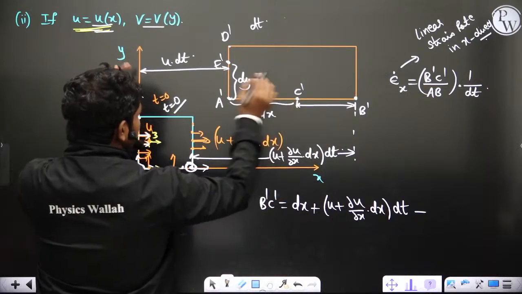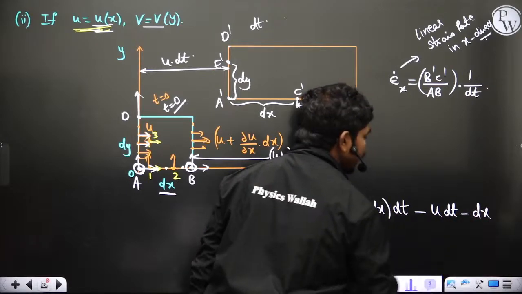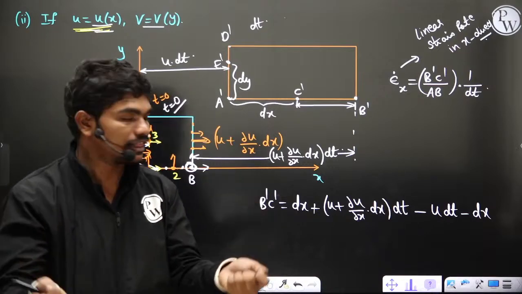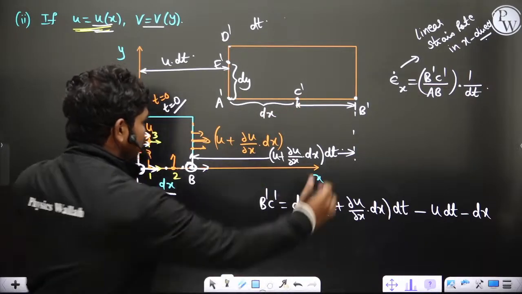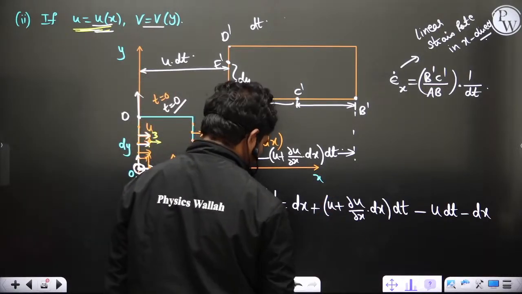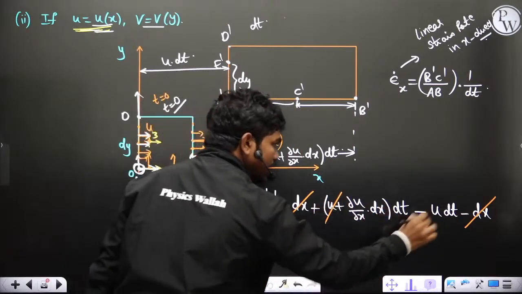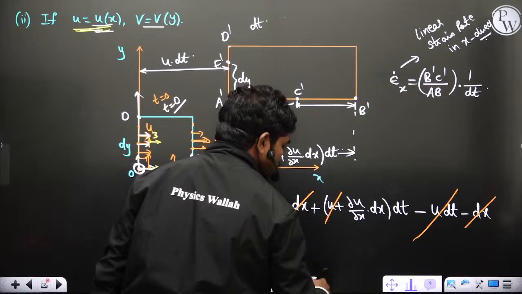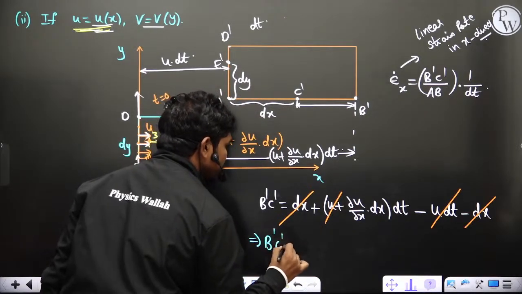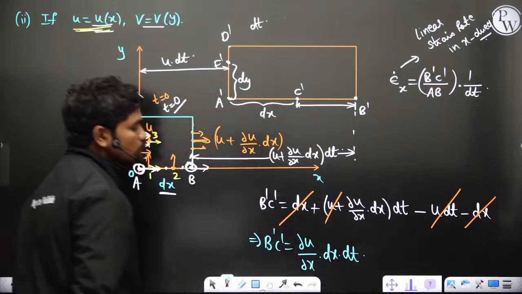So what is this part? It is u dt plus dx. So minus u dt minus dx is what you have to subtract to get this B dash C dash. Simple geometry, I'm just doing line segment length. So B dash C dash is this total length minus this length. If you simplify, dx gets cancelled, and u dt and minus u dt get cancelled. So B dash C dash is equal to dou u by dou x into dx into dt.